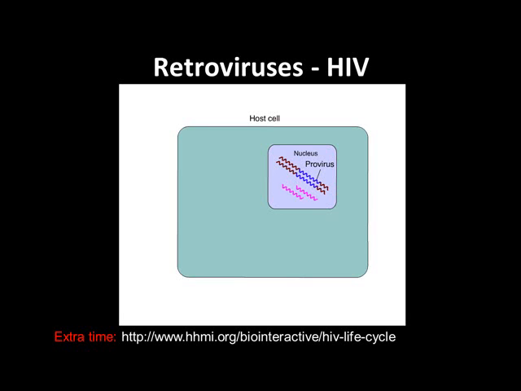This RNA serves as both messenger RNA for the formation of HIV proteins and as genetic material for the next generation of viruses. Protein coats form around viral RNA and reverse transcriptase molecules. Viruses bud from the host cell, acquiring envelopes as they leave.